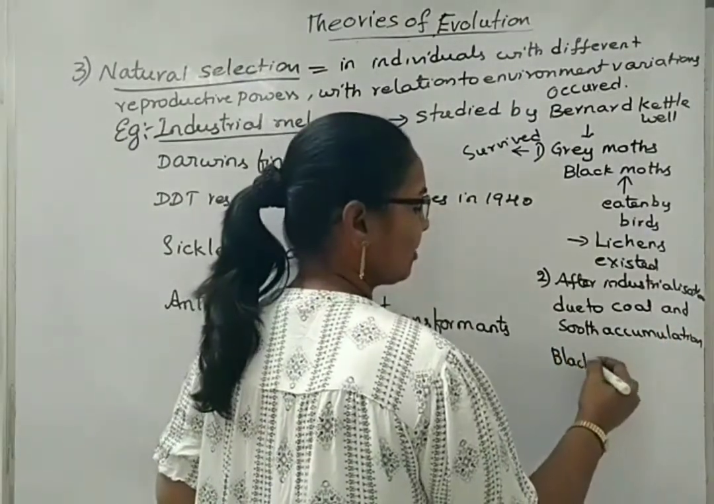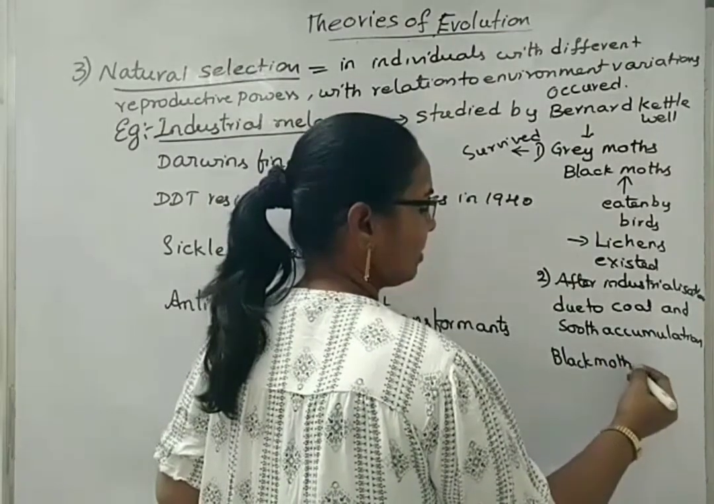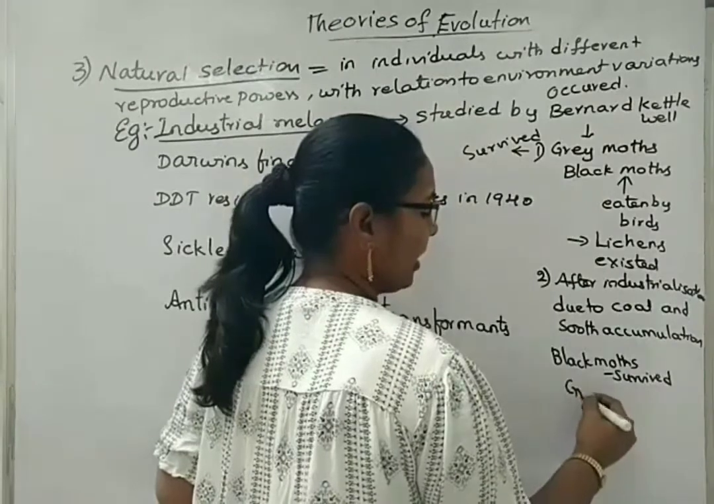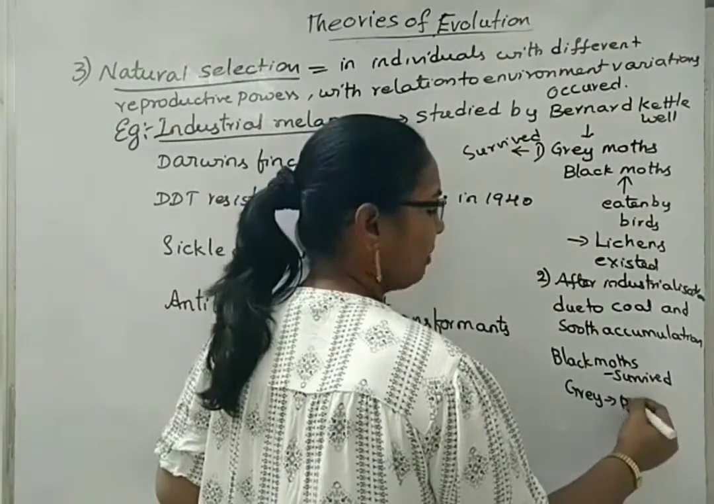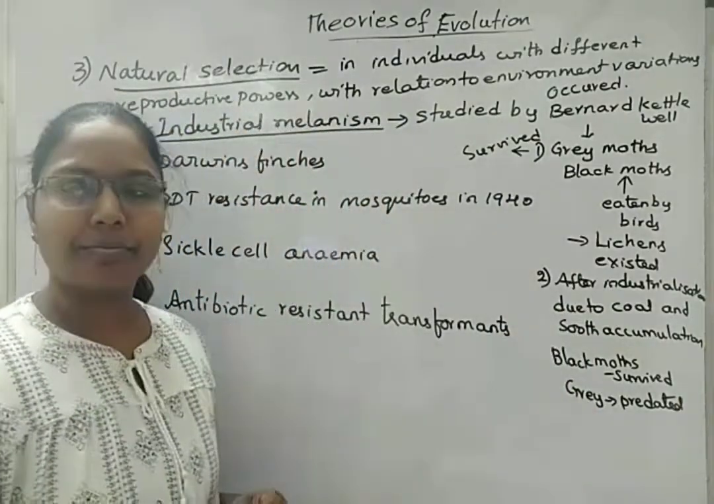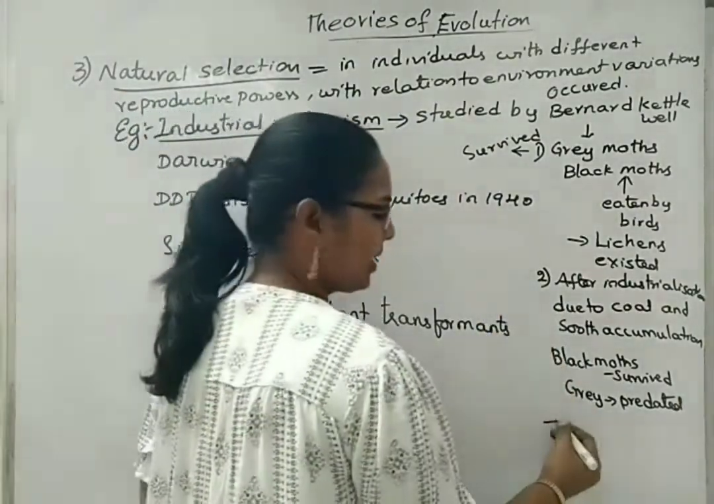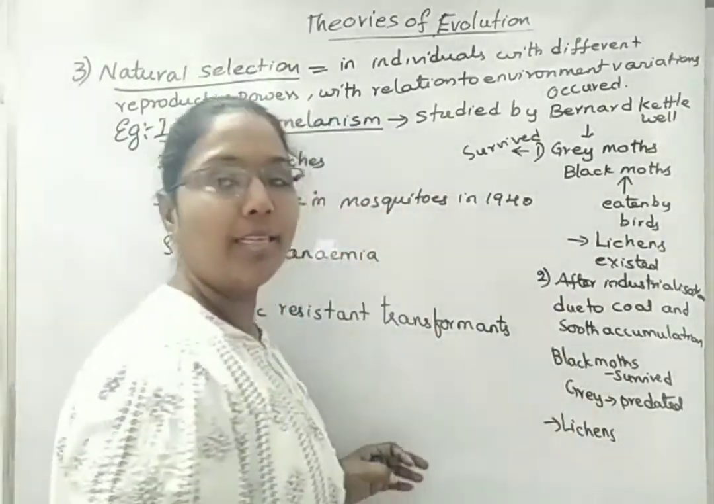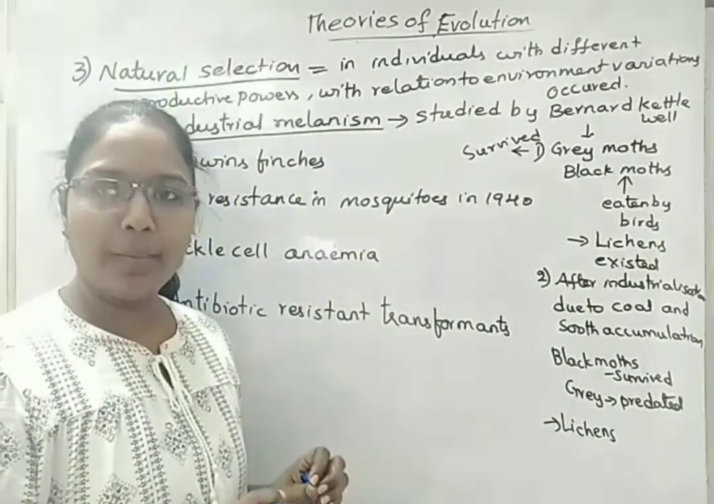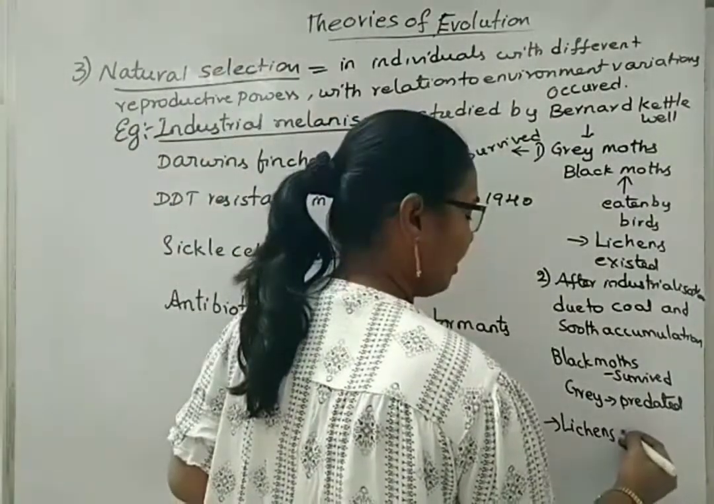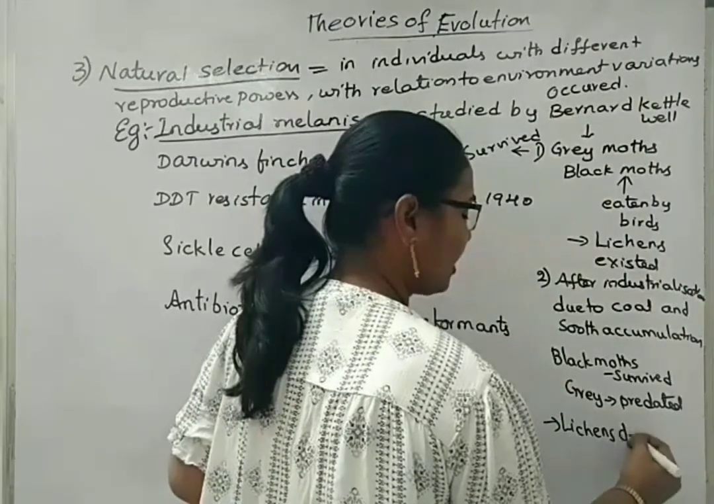black moths survived and grey moths got predated. Next, at this condition, lichens disappeared because of pollution. We know that lichens cannot grow in a polluted area. Lichens disappeared.